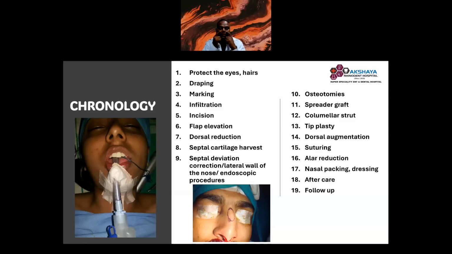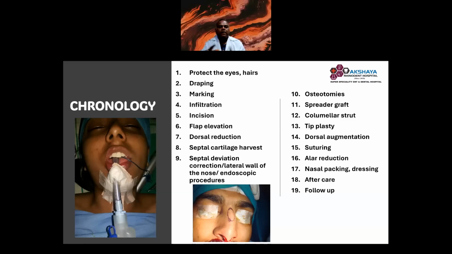In that time edema will set in. There will be edema around the lateral wall of the nose and that will lead to the nose looking bigger, and when that edema increases, a lot of ecchymosis, bleeding, all those things will happen. And after the completion of surgery you will not be able to identify the post-operative results.